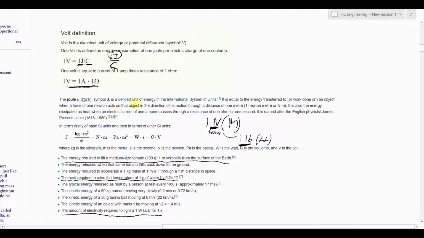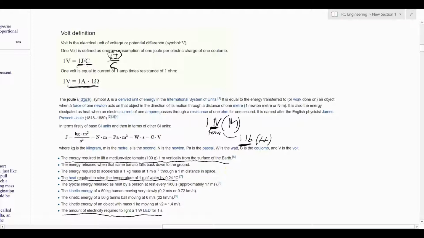So let's take a look at this J. What is this J? The joule, symbol J, is a derived unit of energy in the metric system. It is equal to energy transferred to or work done on an object when a force of 1 Newton acts on that object, blah, blah, blah. We won't get into that. Basically what it is, is a measurement of energy. So for example, when I go into a room and my body's hot and the room is cold, I'm adding energy to the room. Also, when you have a circuit, for example, an LED lights up because you have a battery attached to it, you're adding energy to that bulb, to that circuit, right?